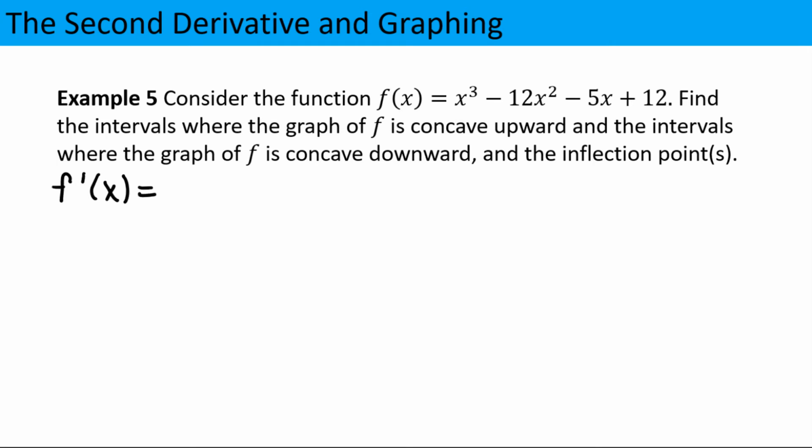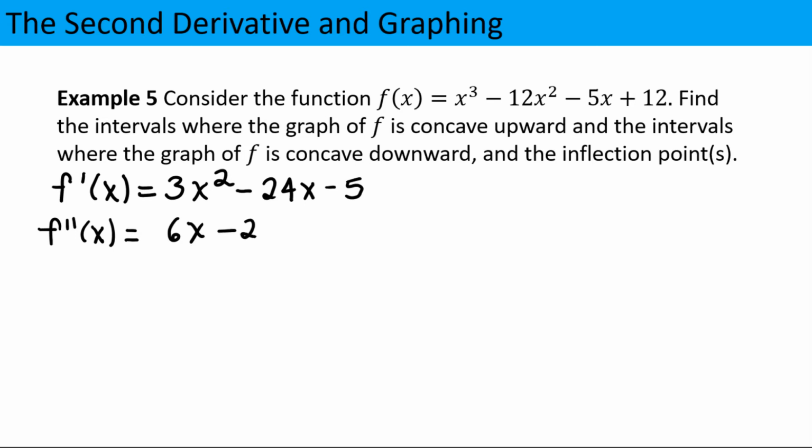f prime of x is equal to the derivative of x cubed, which is 3x squared, minus the derivative of 12x squared. We bring the 2 down and multiply it by the 12, so it'll be 24x. Then minus the derivative of 5x, which would be just minus 5. The derivative of 12 is 0. Continuing, let's go to the second derivative, f double prime of x. The derivative of 3x squared, bringing the 2 down, is 6x, and the derivative of 24x is just 24. The derivative of the constant 5 is 0.